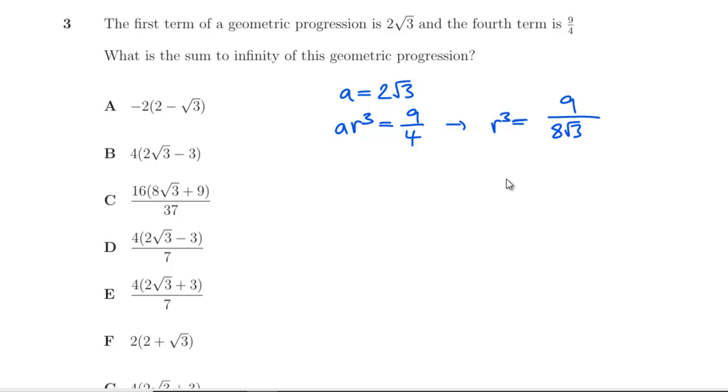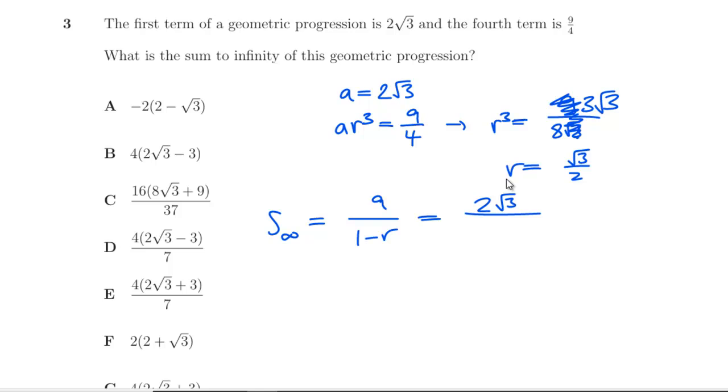So that's going to be, well, I could write that as 3 root 3 over 8 then. Okay, but that's R cubed. So I'm going to have to cube root, oh, actually cube rooting that comes out fine, didn't it? Because root 3 over 2 is R. And then I want the sum to infinity, which is A over 1 minus R.